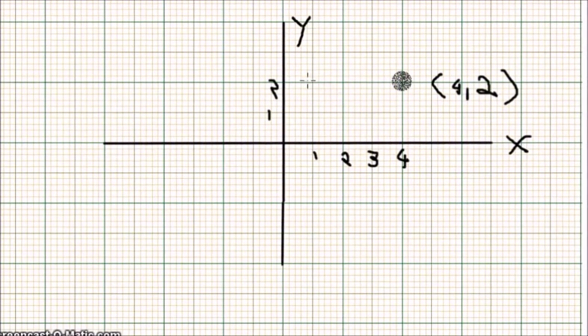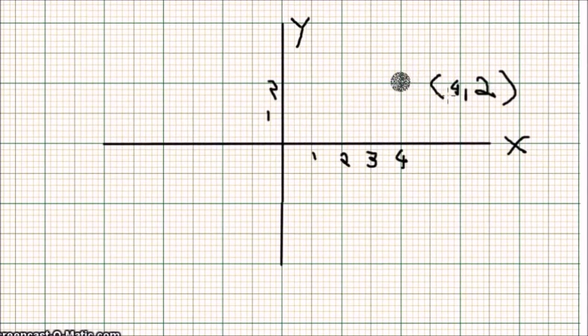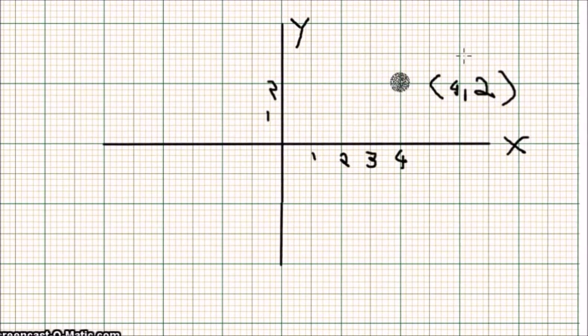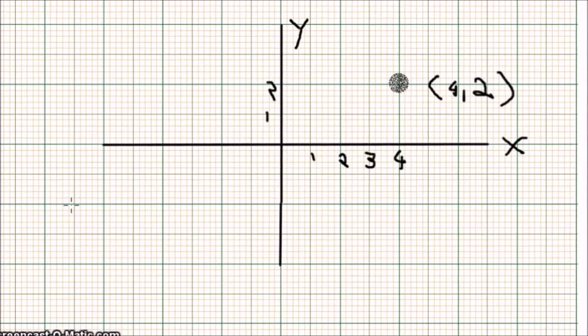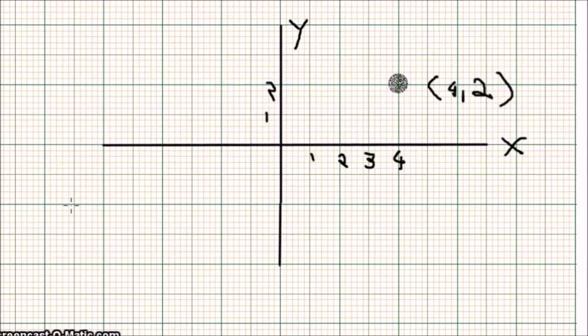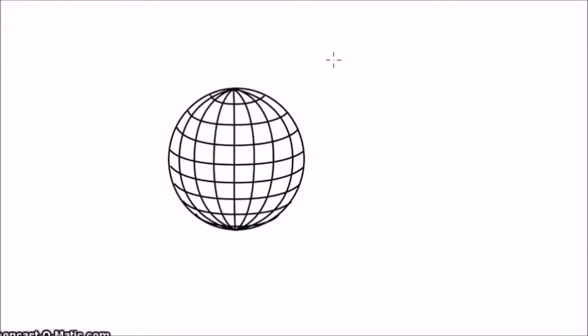The location is 4, 2. 4 stands for x-axis coordinate and 2 stands for y-axis coordinate. This method holds good for a flat two-dimensional place. But how would you locate a place if the surface is not flat but spherical? To be more precise, how can one define the location of a place on Earth?